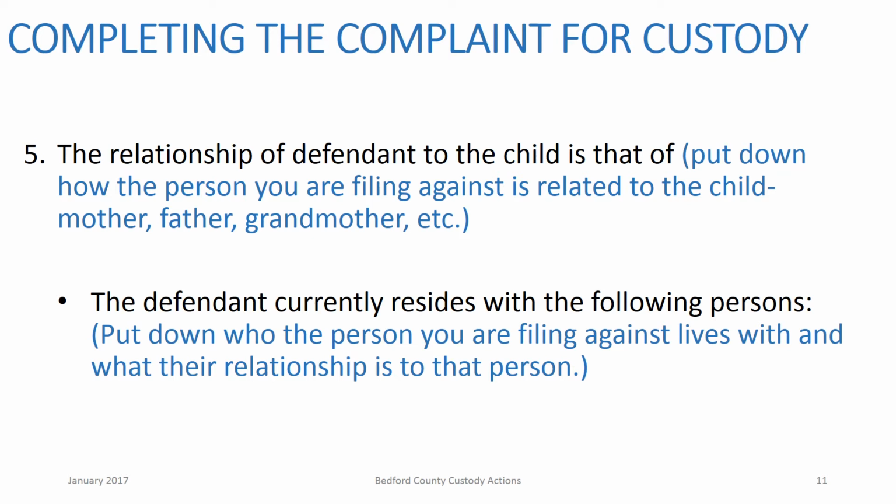Now you will put down the relationship of the defendant. That is the other party, the party you're filing against. What is their relationship to the child? And then you will put down who that person lives with and what their relationship is to that person.